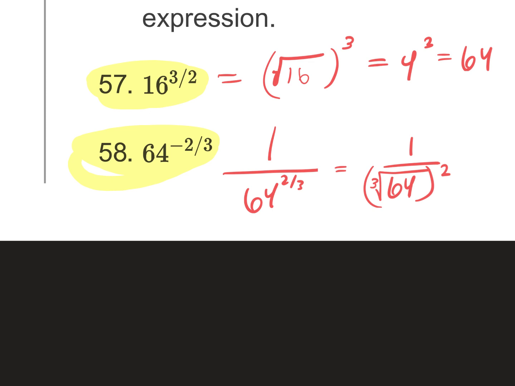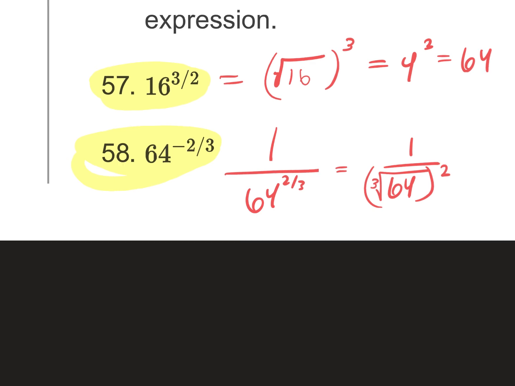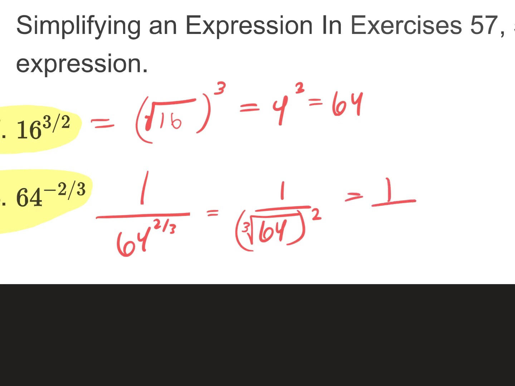The denominator becomes the index, the root. So then when we simplify, I have 1 over. Well, what number times itself 3 times gives me 64? 4. And then I square it, so 1 over 16. Good.